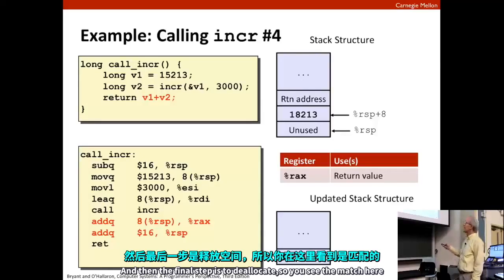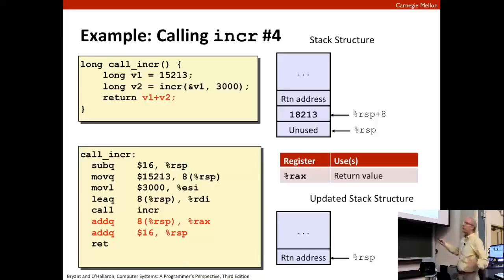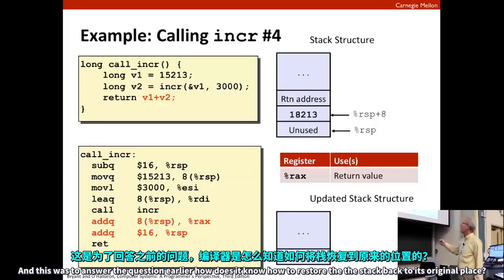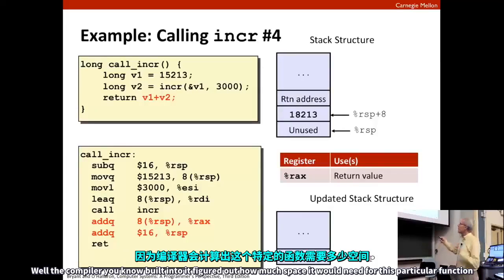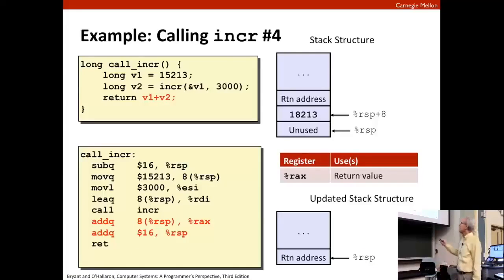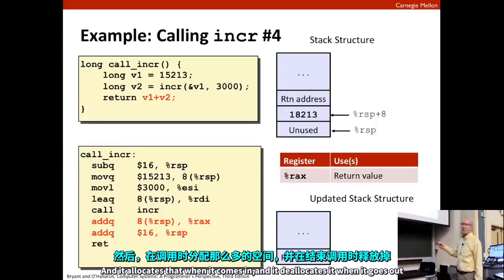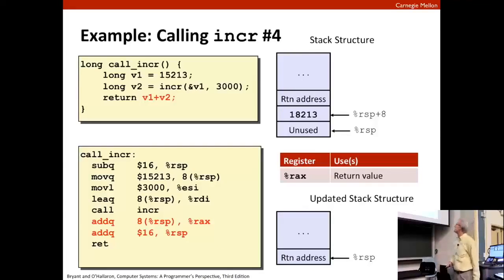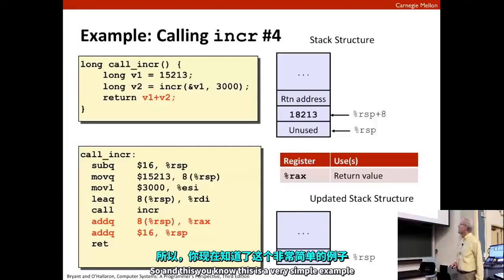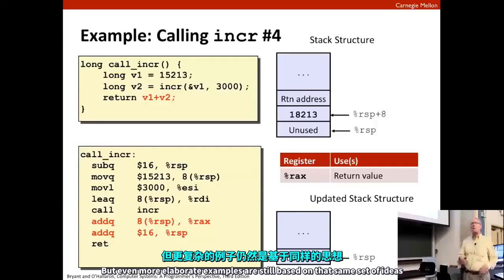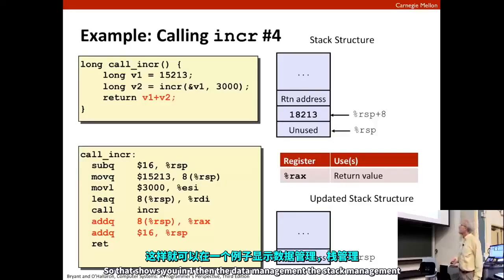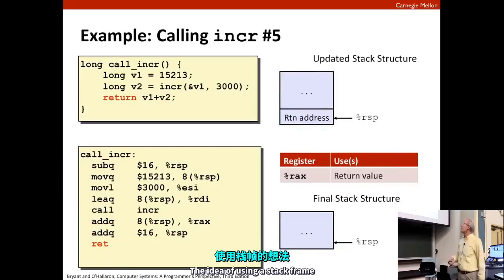And then the final step is to deallocate. So you see the match here, and this was to answer the question earlier: how does it know how to restore the stack back to its original place? Well, the compiler figured out how much space it would need for this particular function, and it allocates that when it comes in, and it deallocates it when it goes out. This is a very simple example, but even more elaborate examples are still based on that same set of ideas. So that shows you the data management, the stack management, the idea of using a stack frame.